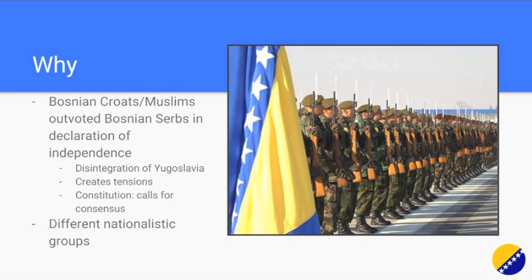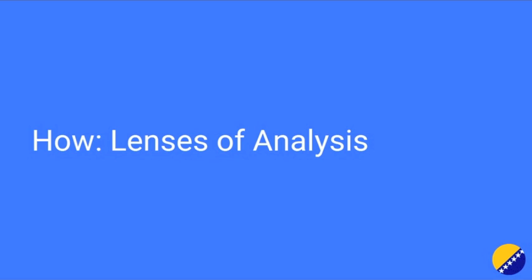Why did the conflict start? As we mentioned before, the Bosnian Croats and Muslims outvoted the Bosnian Serbs in a declaration of independence from Yugoslavia. This contributed a lot to the eventual fall of Yugoslavia, and it created a lot of tensions between the two sides because the constitution calls for consensus. So it led to really different nationalistic groups. And yeah, so how was this conflict able to occur?